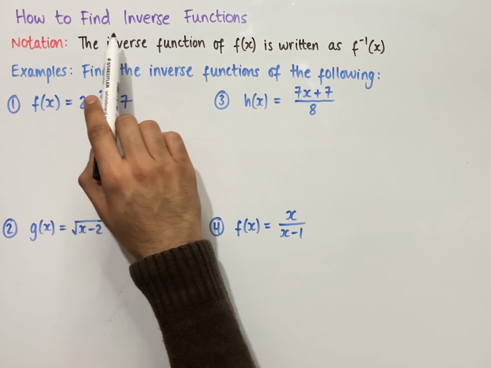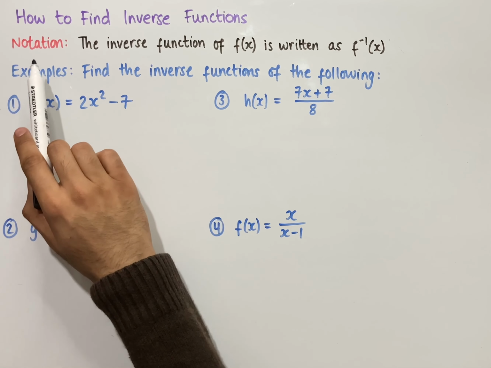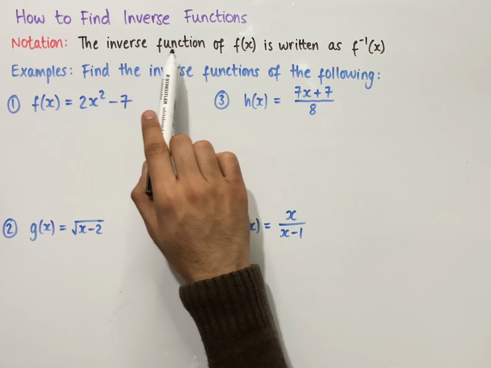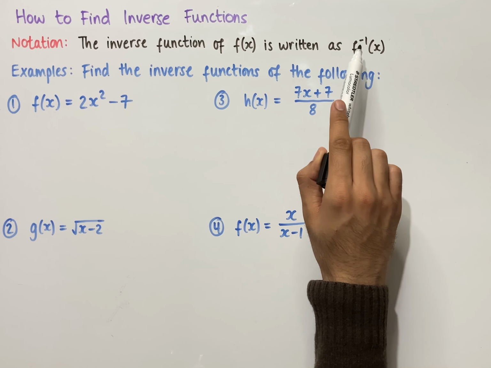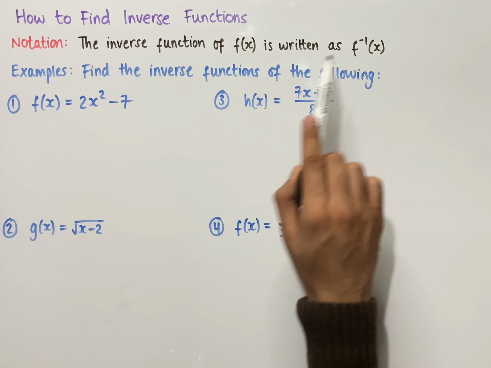Let's look at how to find inverse functions. To begin with notation, the inverse function of f of x is written as f inverse of x, using a -1 to indicate the inverse.